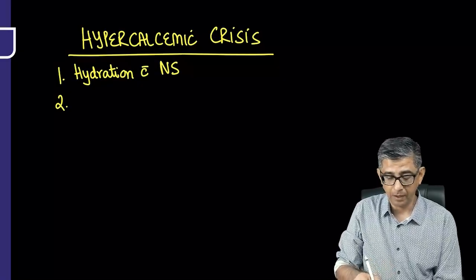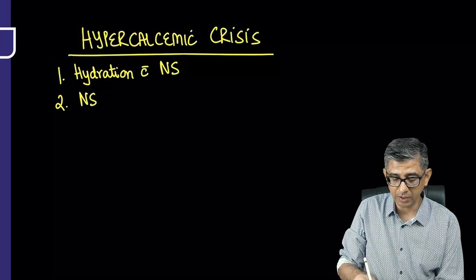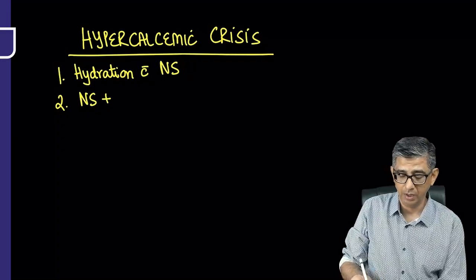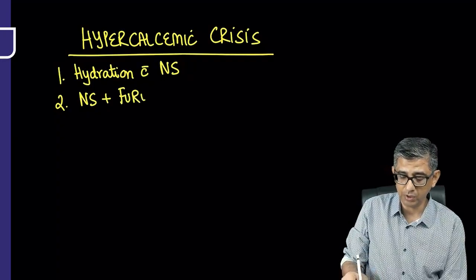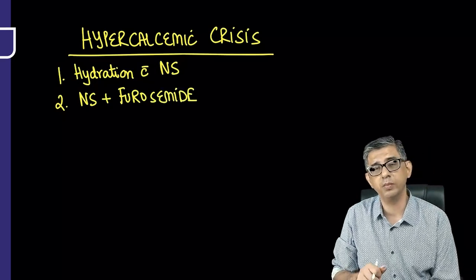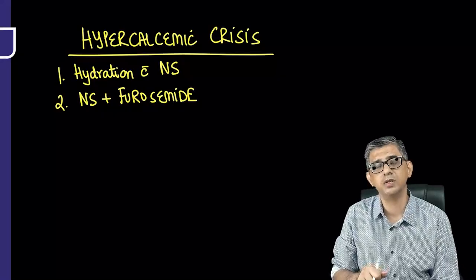Now what I'm going to do subsequently is to add a loop diuretic to this bottle of normal saline as well. The loop diuretic which we shall be using in this case is furosemide, because the mechanism of action of furosemide is that it will promote calcium loss in the urine.